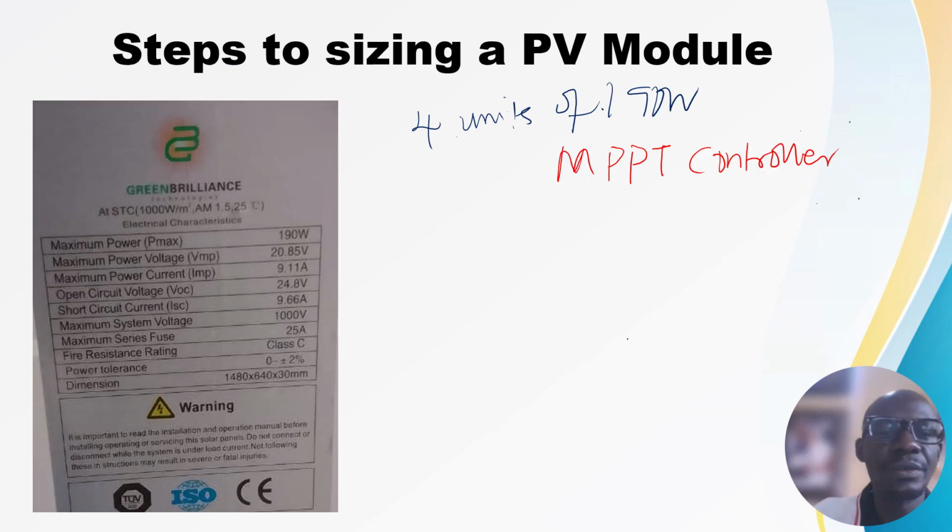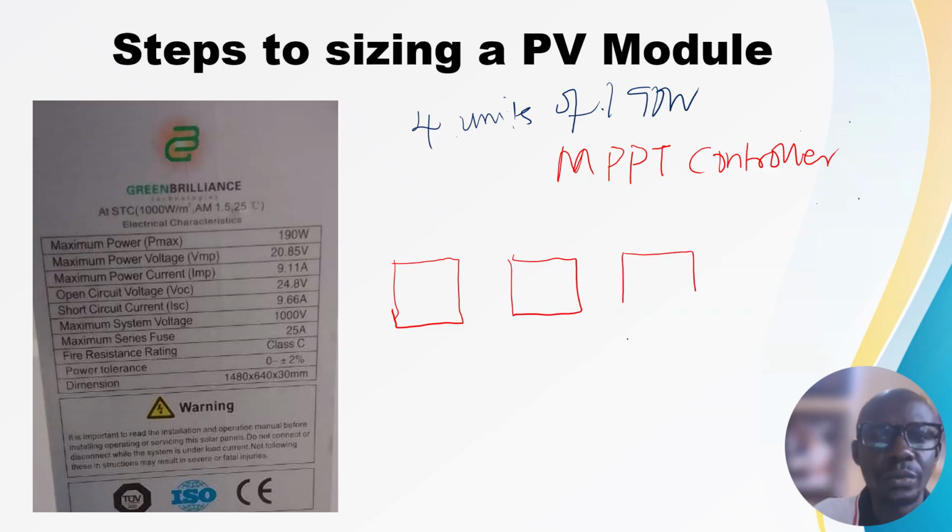So my panels, this is the parameter. I want to connect my panels in parallel. And when you are connecting in parallel, it means positive to positive to positive to positive, negative to negative to negative to negative. That's parallel connection. So this is my panel. This is 1, this is 2, this is 3, this is 4.